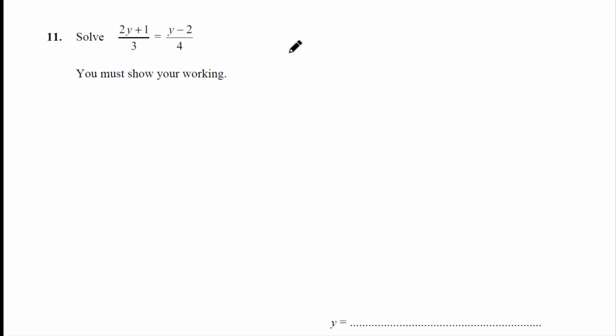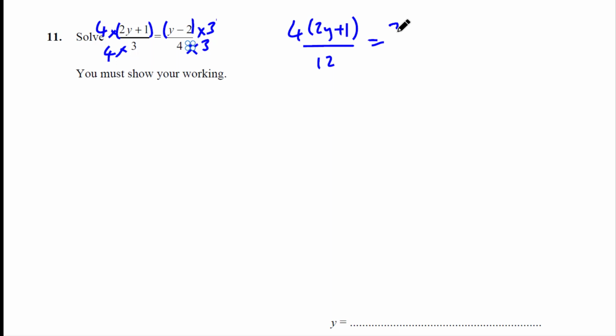Question 11, what we want to do is make the denominators the same. So I'm going to times that by 3, top and bottom, times this by 4 to create an equivalent fraction. Now remember that's in brackets. So what we get here is over 12 over 12. Now if we multiply both sides by 12, which is the balancer method, that actually cancels out this 12.